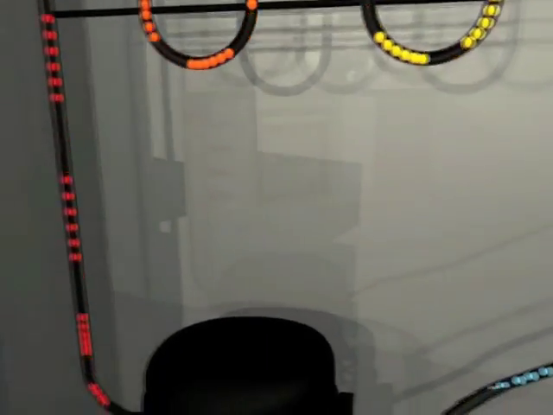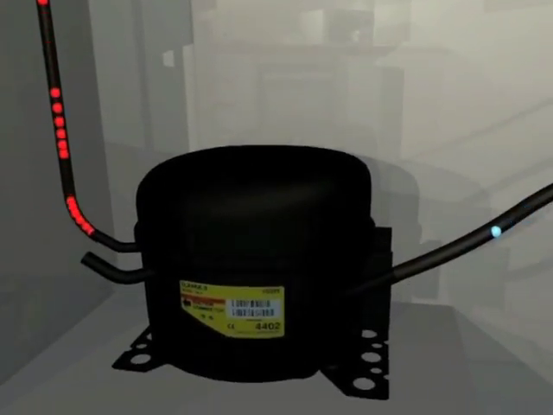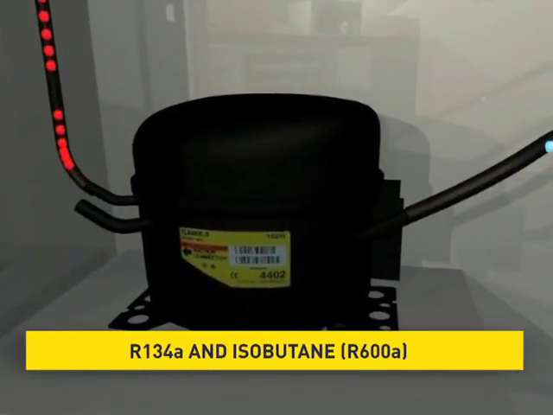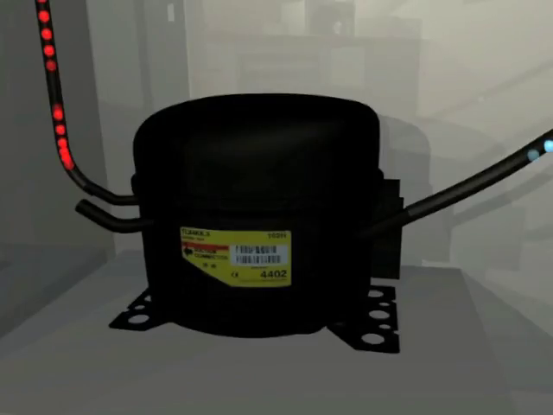Two refrigerants are used mainly in household cooling appliances: the synthetic R134A and the natural isobutane, also referred to as R600A. In Europe, isobutane has become the widely used refrigerant over the last 10 years due to its favourable environmental properties. The compressor label always indicates which refrigerant is used.